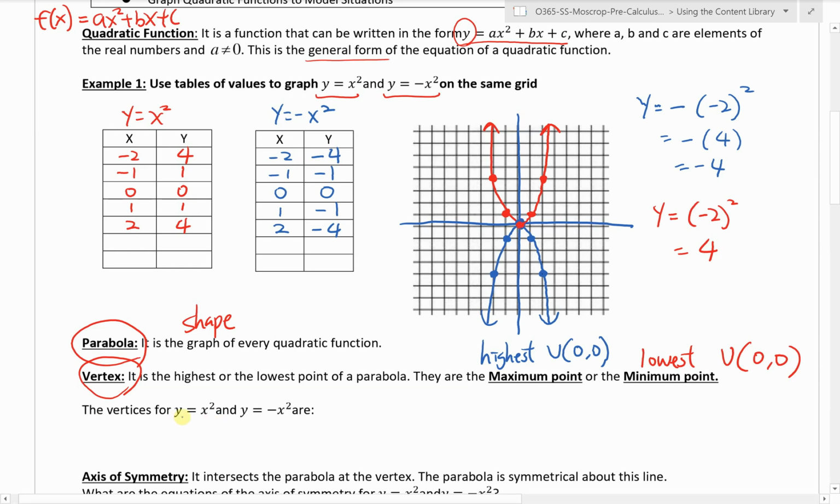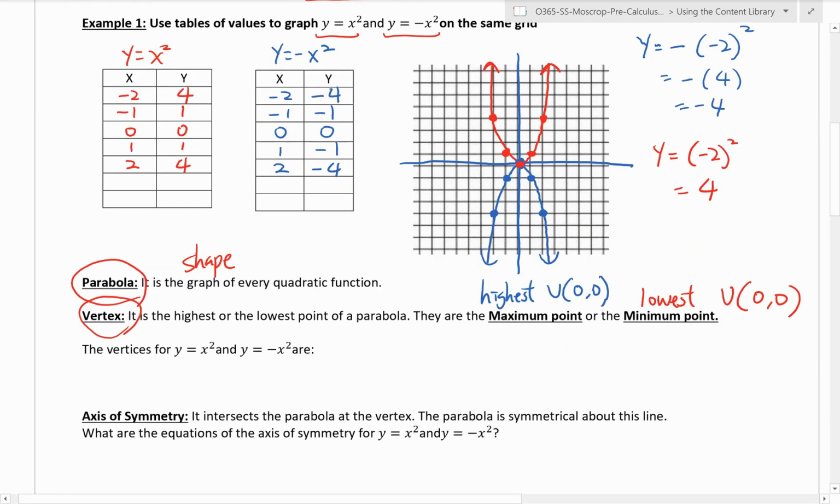The vertices for y equals x squared and y equals negative x squared are actually the same point. But ultimately they are two different functions. So you have a vertex for the blue graph, which is at (0, 0), and a vertex for the red graph, which is also at (0, 0). For the blue, it is the maximum. The vertex for the red is the minimum. So that's the vertex.